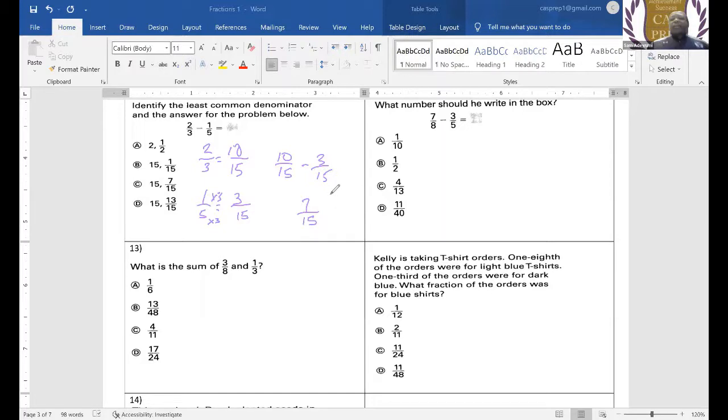So now again, Justin, what do we do at the end of each question? What are we trying to do? We're trying to make the fraction smaller, if possible. So do we have a common denominator between 7 and 15? No. All right, so we're done then. No common denominator, no simplification. Okay.